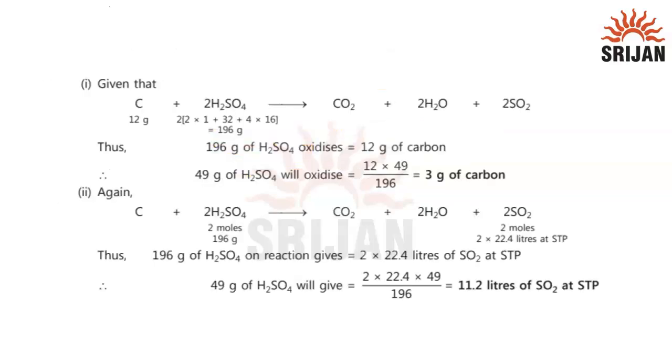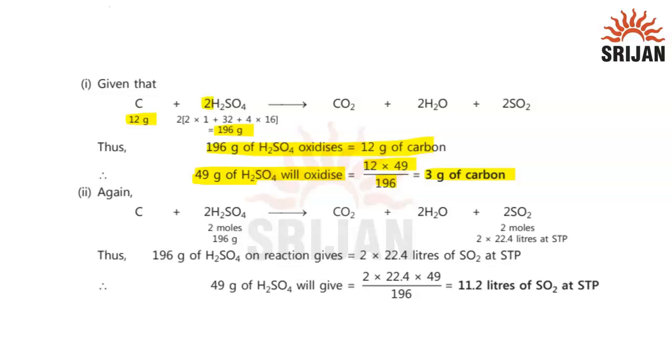So this is the reaction here. We can say that 12 gram of carbon is reacting with 196 gram of sulfuric acid. Why 196 gram? 1 mole of sulfuric acid will have 98 gram, but we have here 2 moles, so we'll simply multiply 98 with 2. So we can write it like this. For 49 gram of H2SO4, 1 gram of H2SO4 will oxidize 12 by 196 gram, and 49 gram of H2SO4 will oxidize 12 by 196 into 49. That will be equal to 3 gram of carbon. So we'll get the answer as 3.